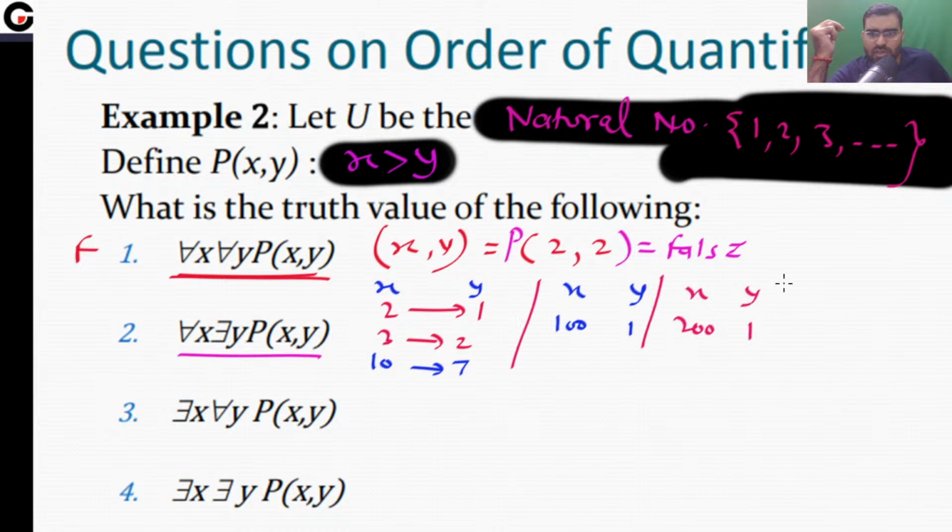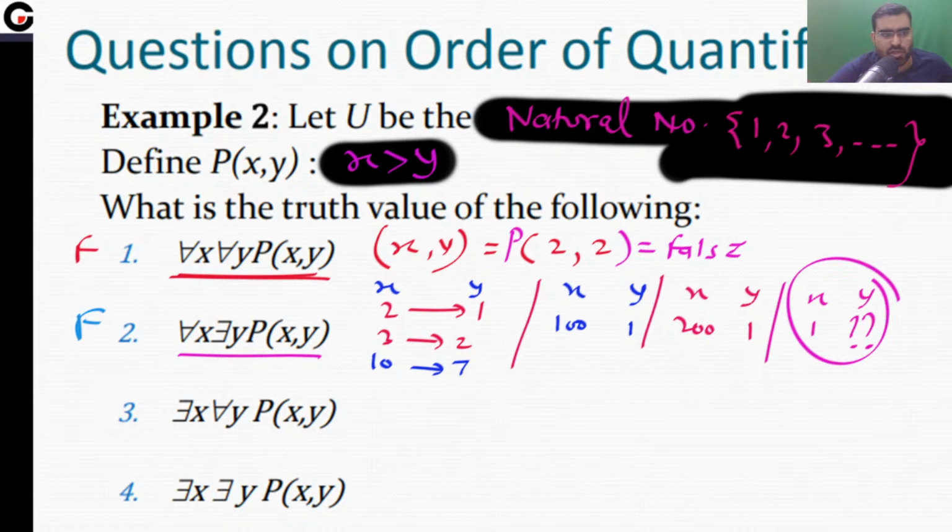Now you tell me, who is there for 1? So this is false, because there is no one for 1, right? Please understand, there is no one for 1. So this is false.